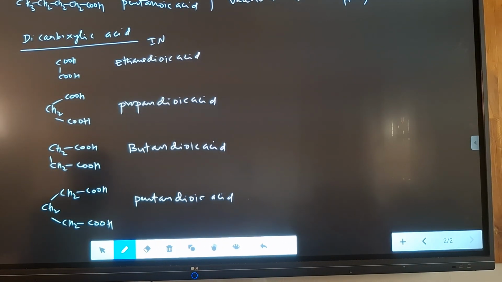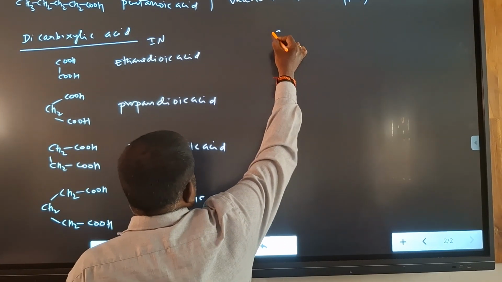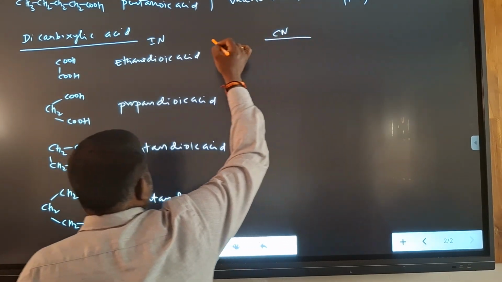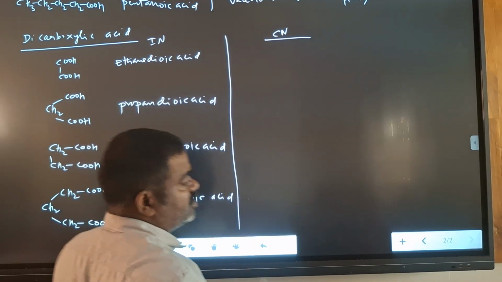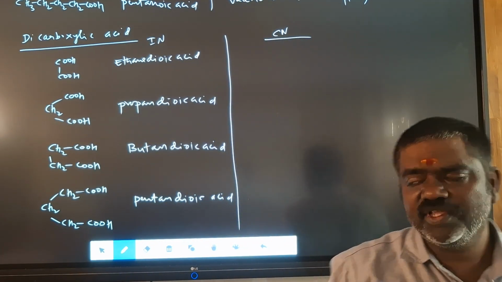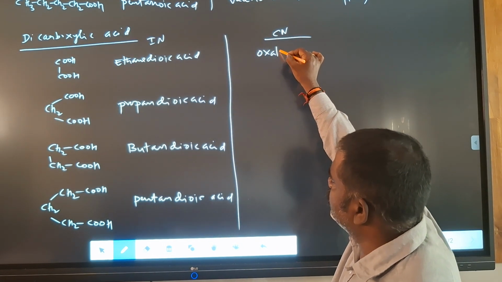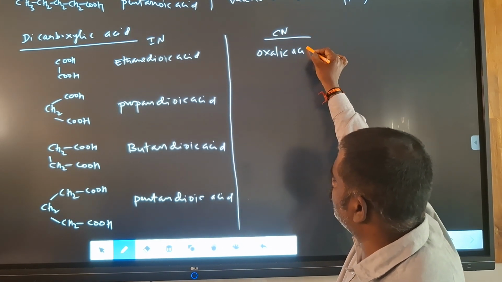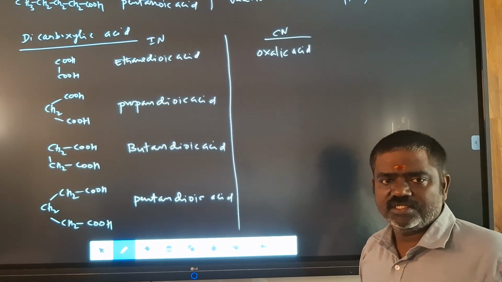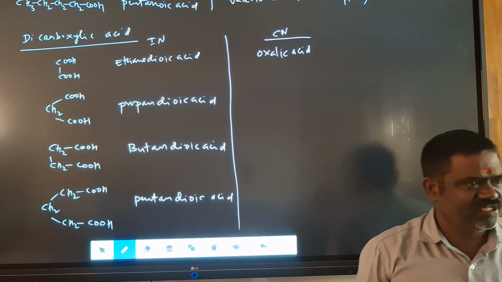Pentane dioic acid. Now, the last one is pentane dioic acid. What are the common names of these compounds? Say IUPAC names over, now common names. The first one, the common name of the compound is oxalic acid. That is COOH, COOH, known as oxalic acid.